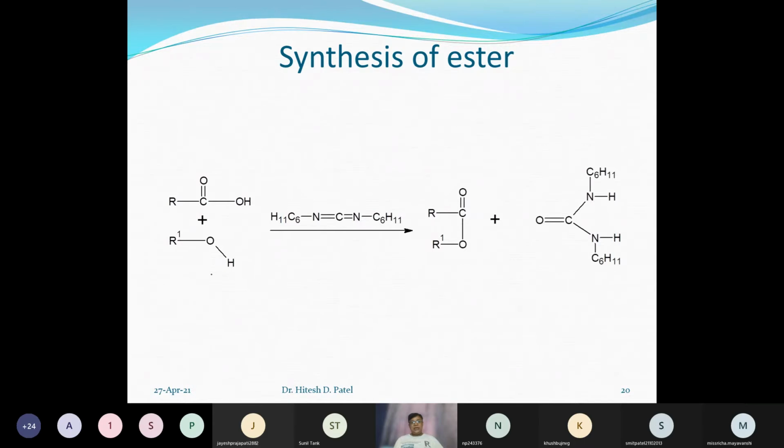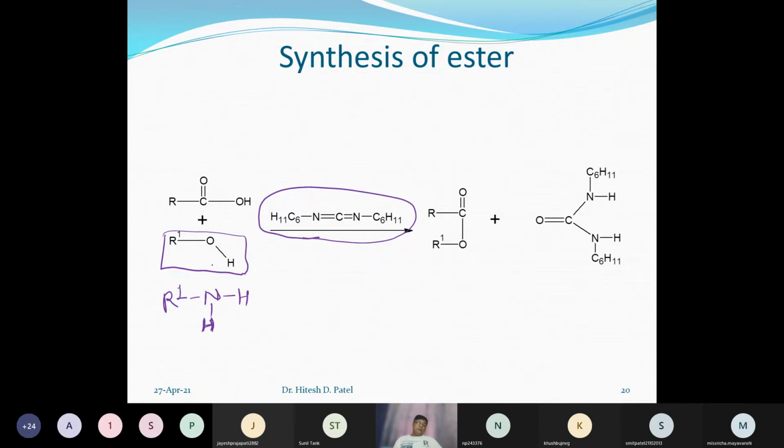That's why we have to use DCC. If we use DCC, then we can synthesize the product. Now here, instead of alcohol, which we took for ester, we can take a primary aromatic amine or alkyl amine, but that amine should be primary in nature. When we have a primary amine, then the reaction will take place.